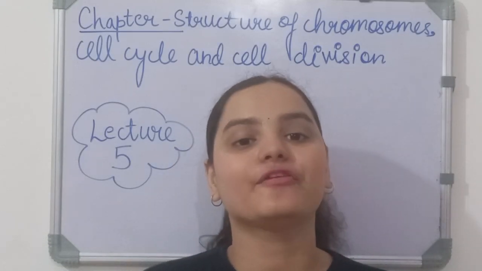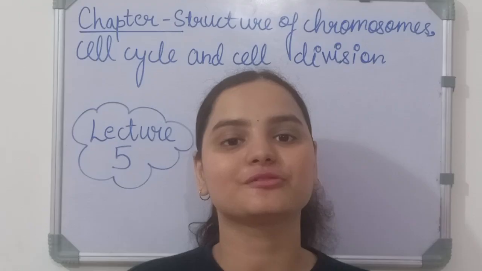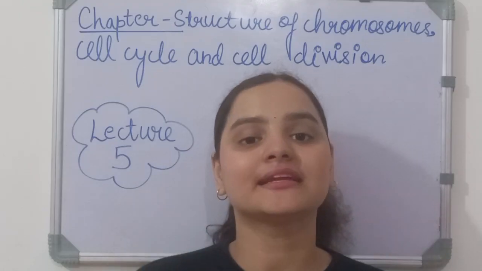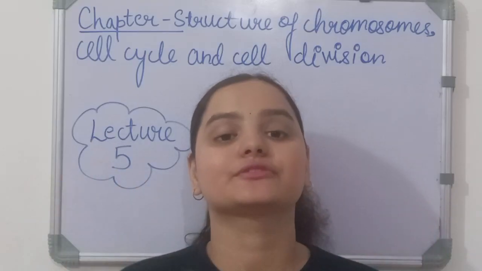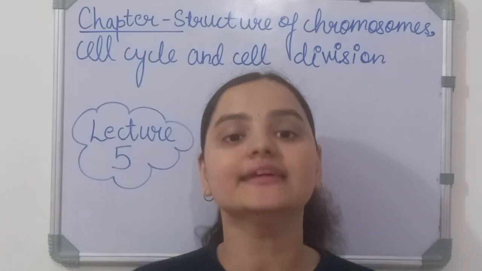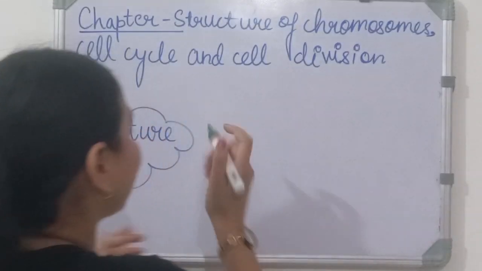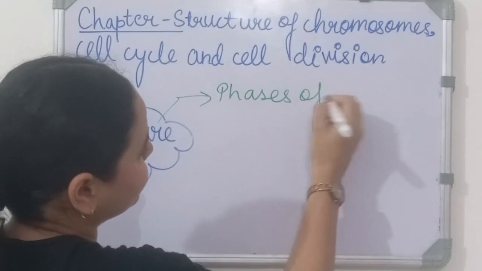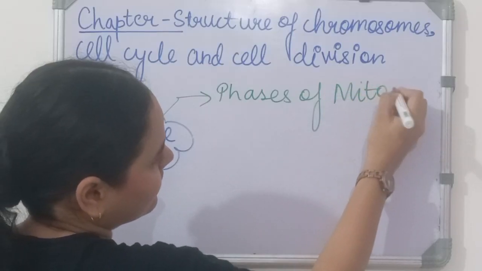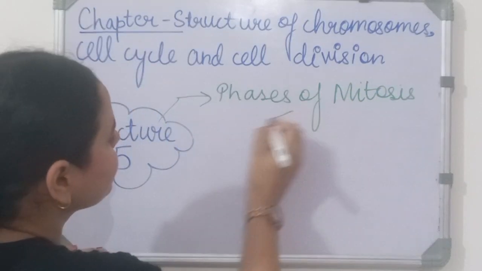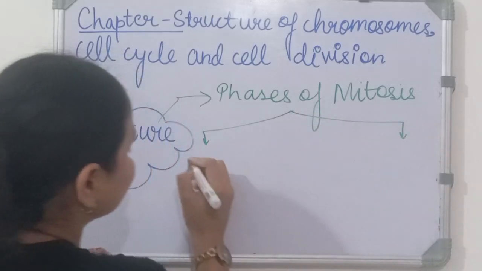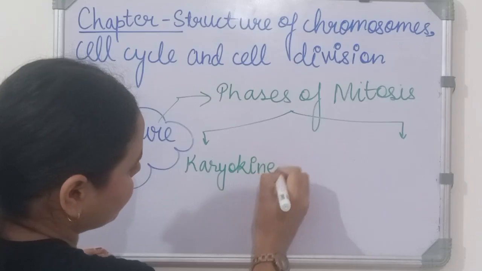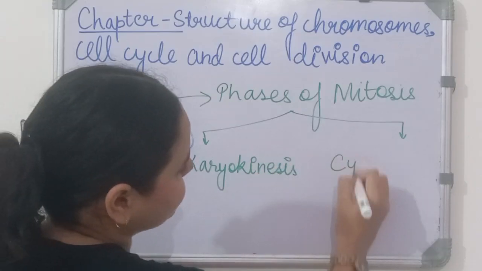This is lecture 5 of chapter Structure of Chromosomes, Cell Cycle and Cell Division. And in this lecture we are going to basically study phases of mitosis, which is karyokinesis and cytokinesis. Okay, so I am writing, we will study phases of mitosis, which include karyokinesis and cytokinesis.